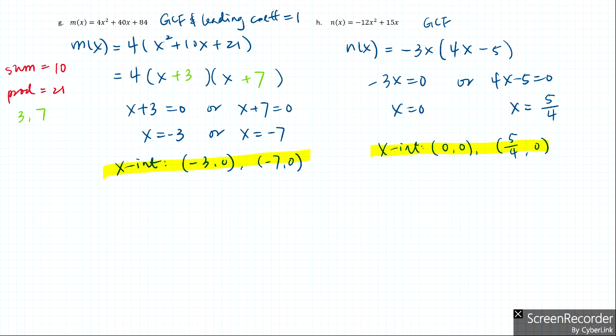And that's how we work with a mixed bag of problems with different factoring methods, or even non-factoring methods like the quadratic formula, and how we can use all the methods we have learned so far to find x-intercepts.